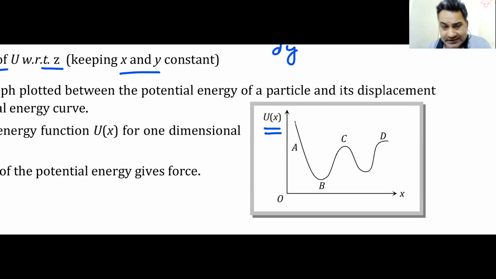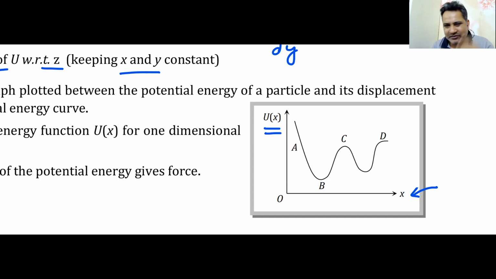So I have plotted energy on the y-axis and position along the x-axis. This is done for a one-dimensional force. That is why you only have U_x and x. If it were a three-dimensional force, you would have three diagrams like this: the first between U and x, then U and y, and U and z. So you have three different diagrams.